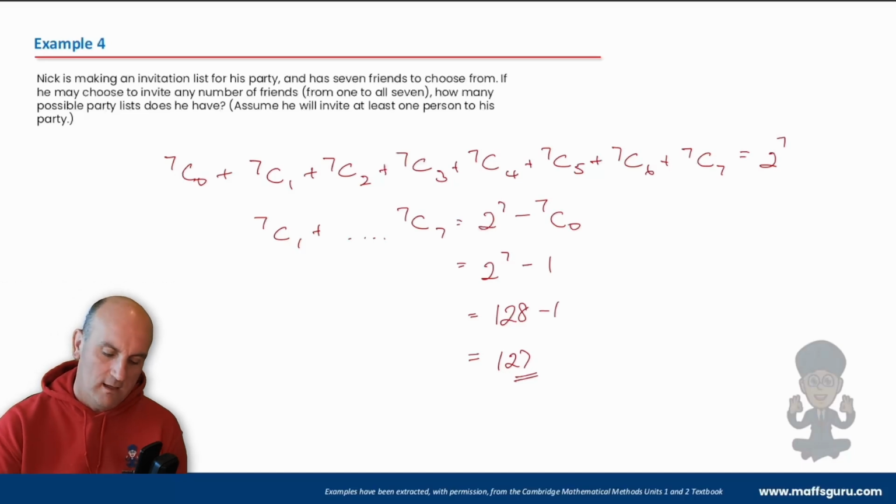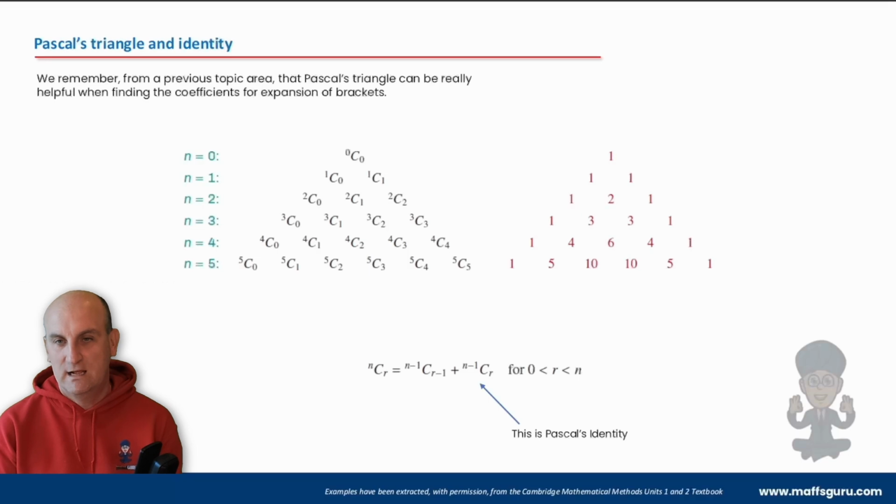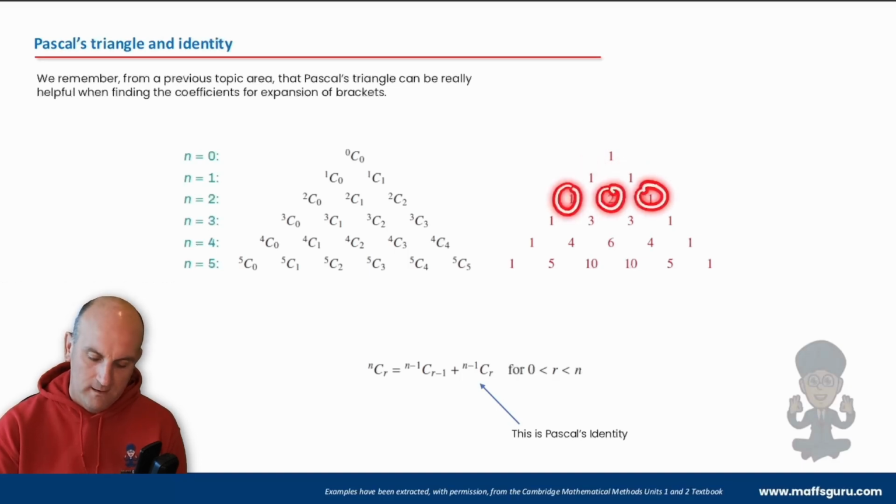So there are interesting questions that I quite like here with regards to combinations. Now, Pascal's triangle and the identity. Pascal's triangle is a great way of working out combinations. And for those of you who know Pascal's triangle, the first numbers are 1, the next numbers are 1s, and then it goes 1, 2, 1, 1, 3, 3, 1, 1, 4, 4.